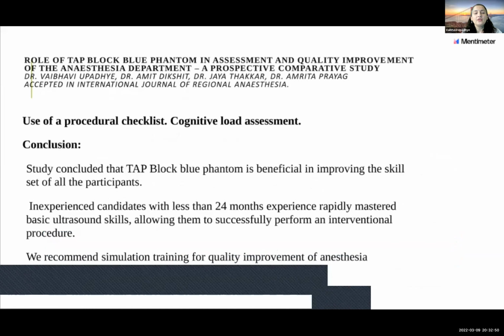So we had done a small study here where we looked at a TAP block Blue Phantom used in assessment and quality improvement of the anesthesia department, a prospective comparative study done by a team of us.